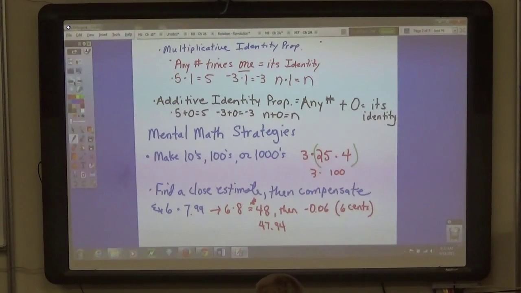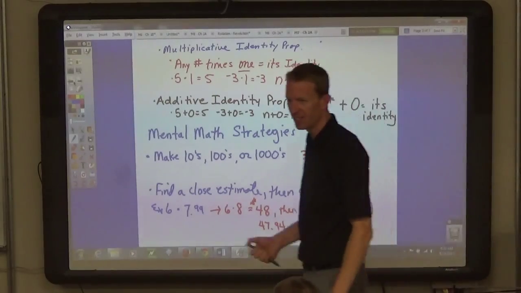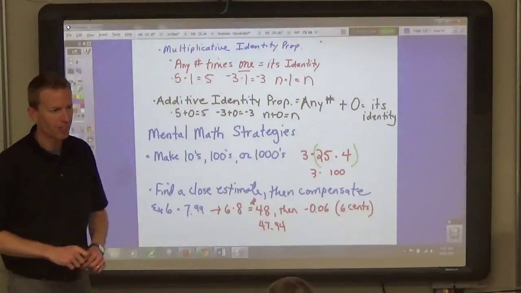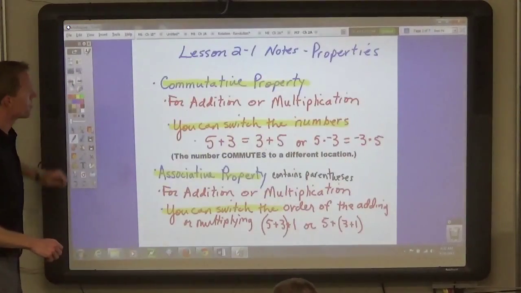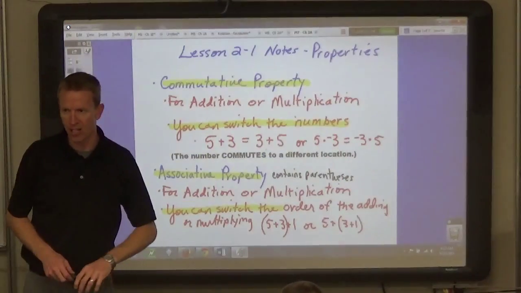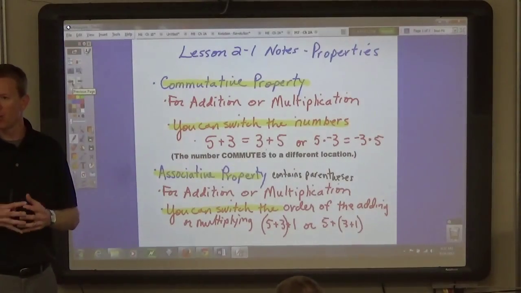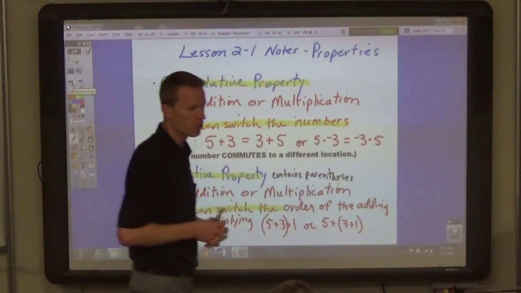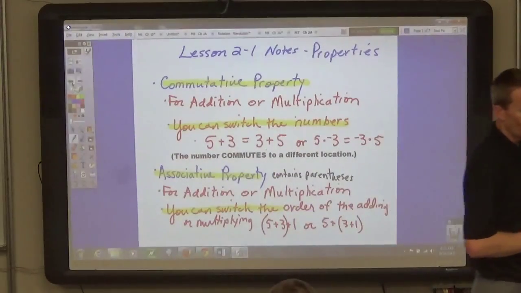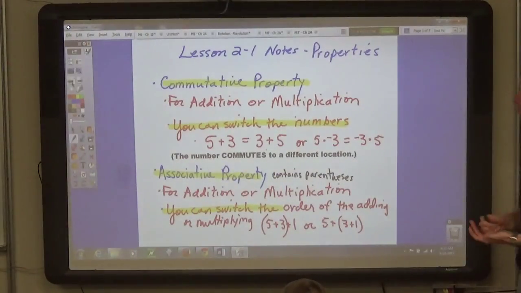7th graders, let's go through lesson 2-1 today. Listen up. We're going to start with some properties of numbers. These are some rules that you'll be able to use when you're doing algebra. These are rules of the game of math.